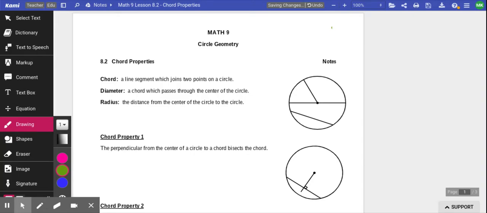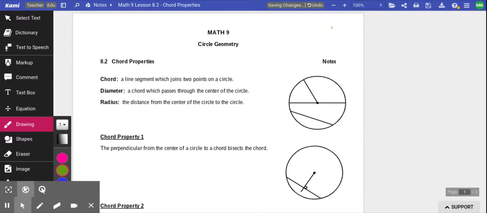Hello, Math 9s. Today what we're going to do is lesson 8.2 on chord properties. Even though it's not spelt like chord, it's spelled like chord. We call it chord. In 8.1, you should have been doing tangent lines and tangent properties.